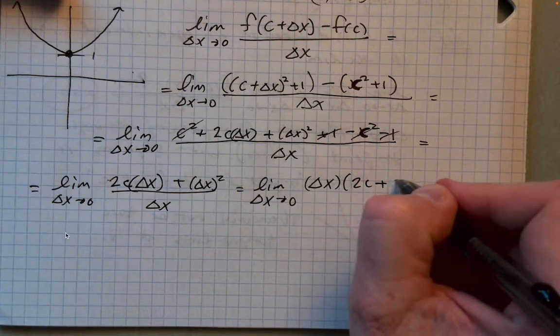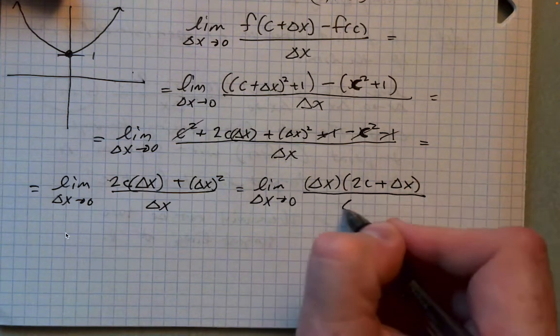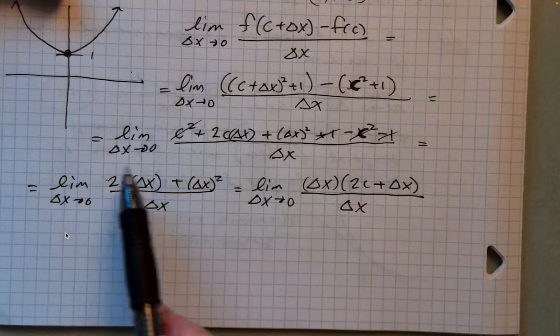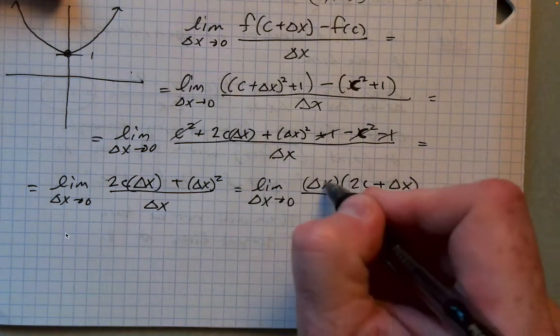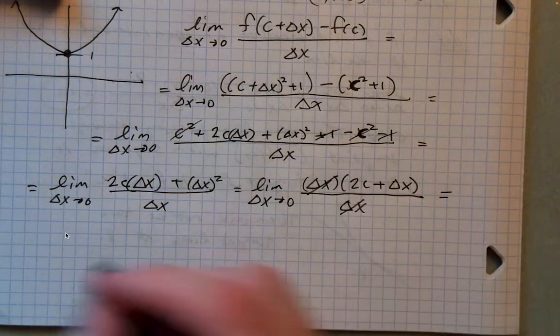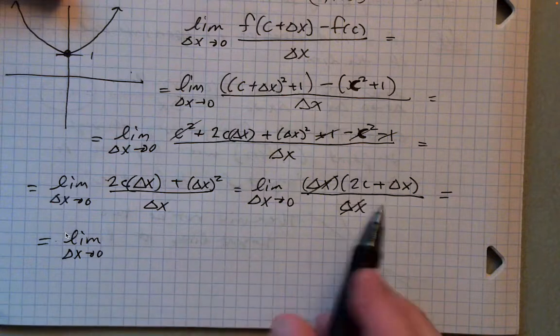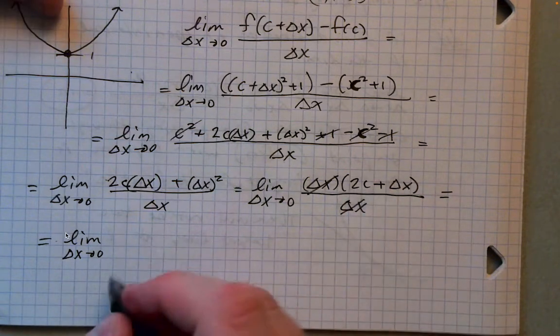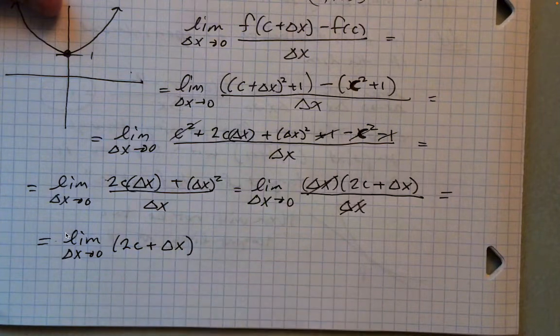But I'm just going to make sure everybody can follow along. So we can factor a delta x out of this term and out of this term, and that's what we do here. So these two will cancel, and what we have is the limit as delta x goes to 0 of just this piece: 2c plus delta x.